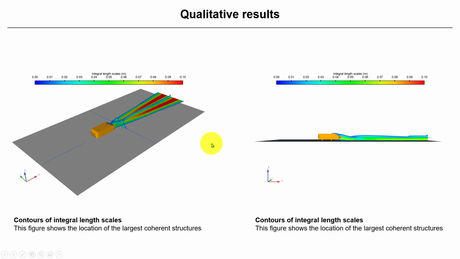Then we look at integral length scale. Remember that we talked about this during the first lectures, but also when we addressed post-processing. Okay, that you can compute this using two equation models.